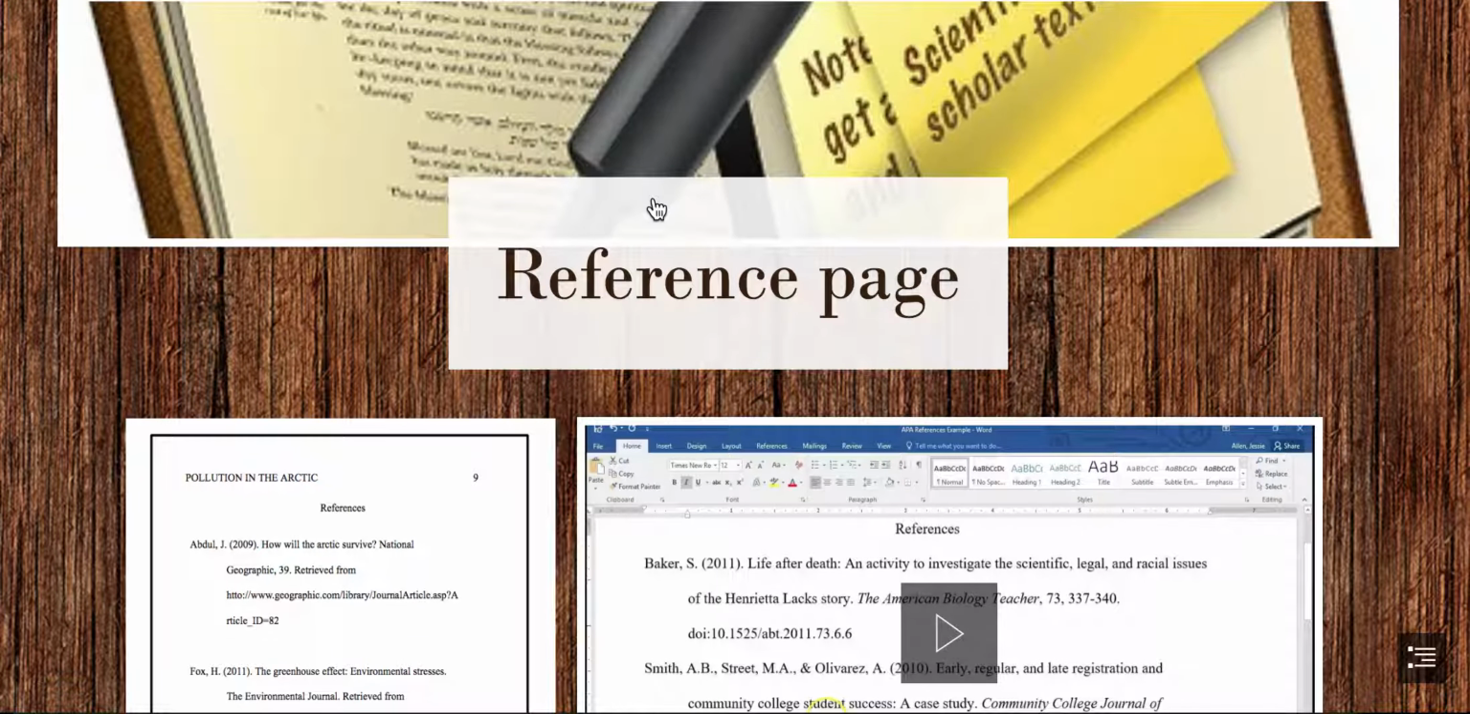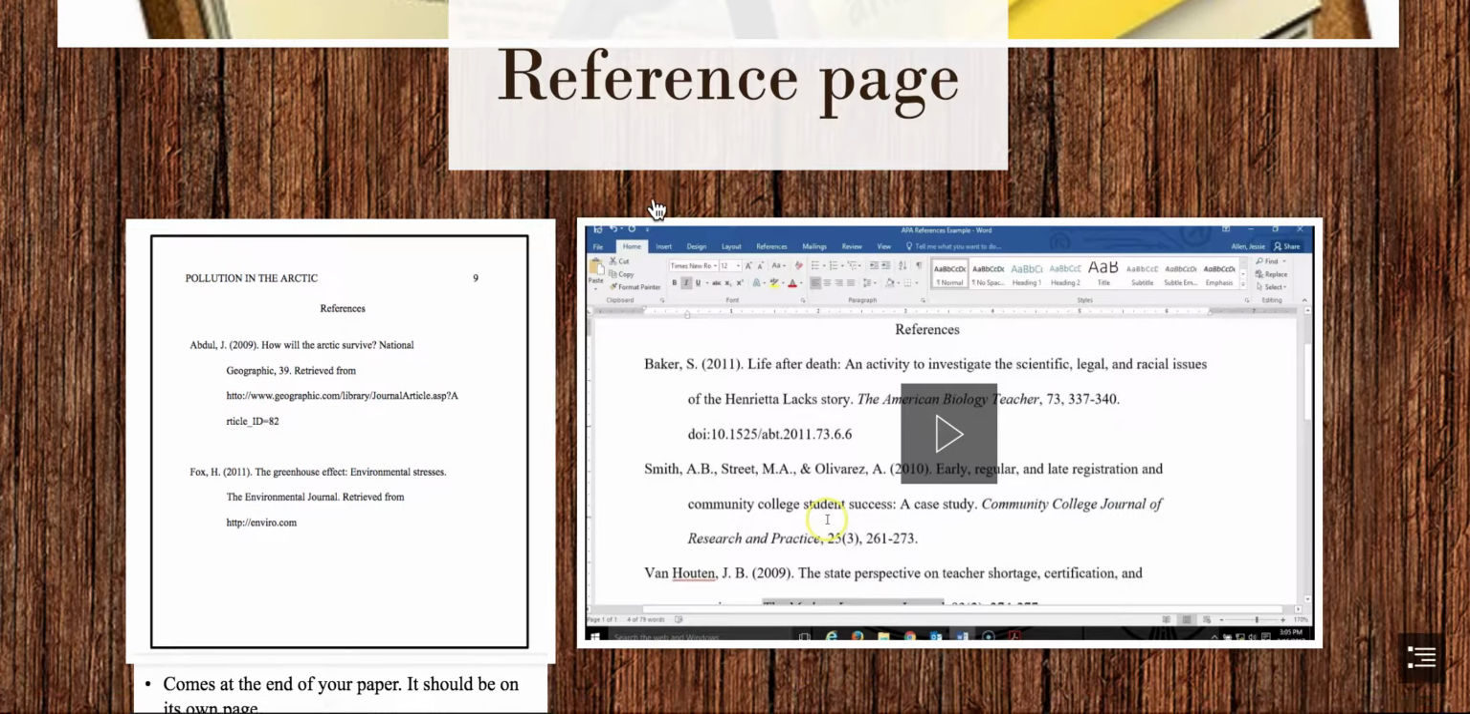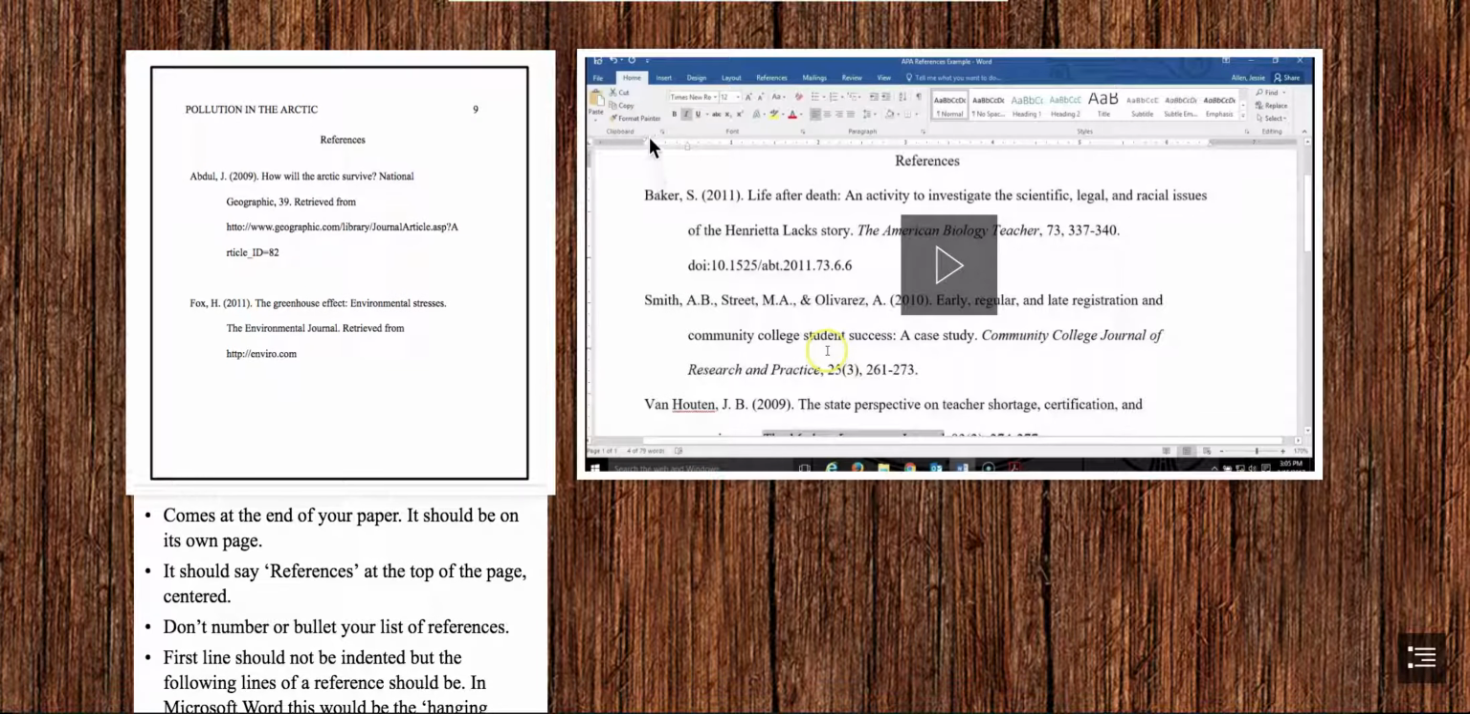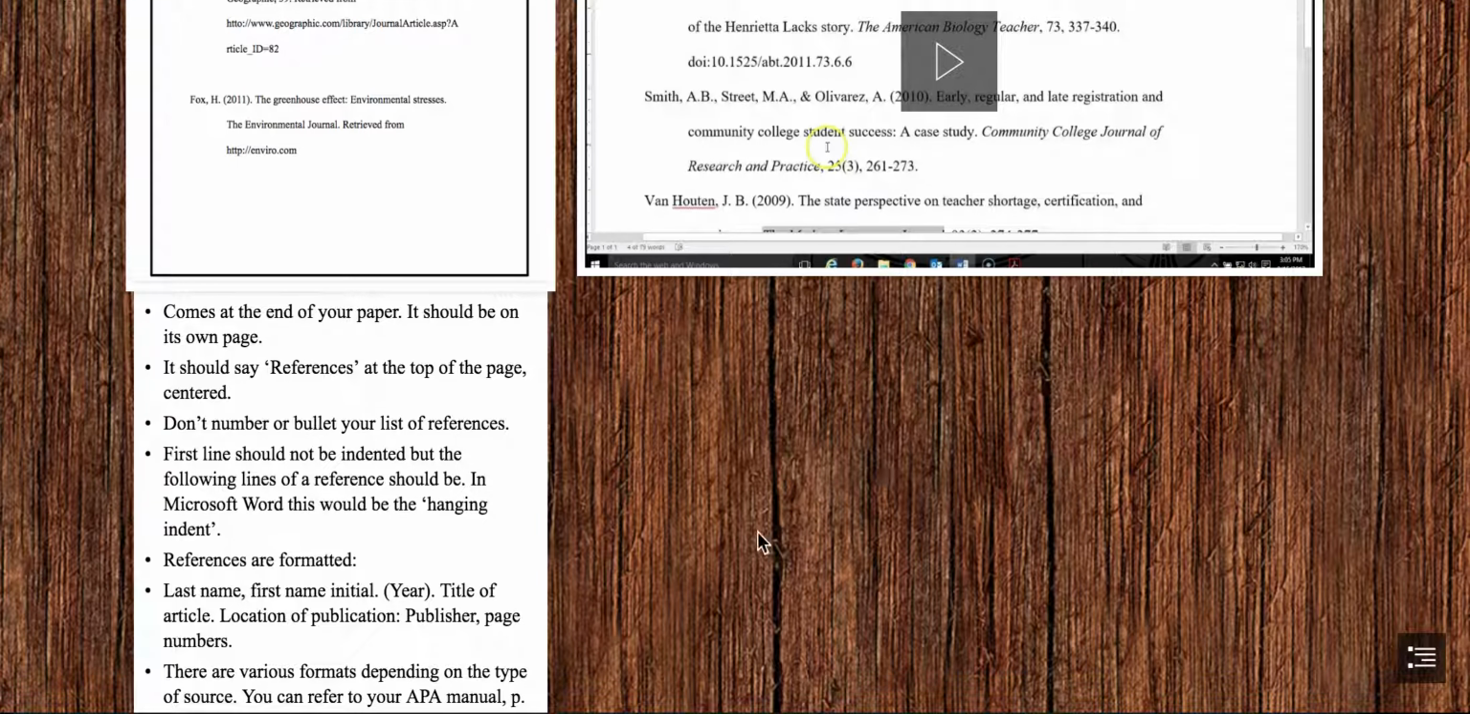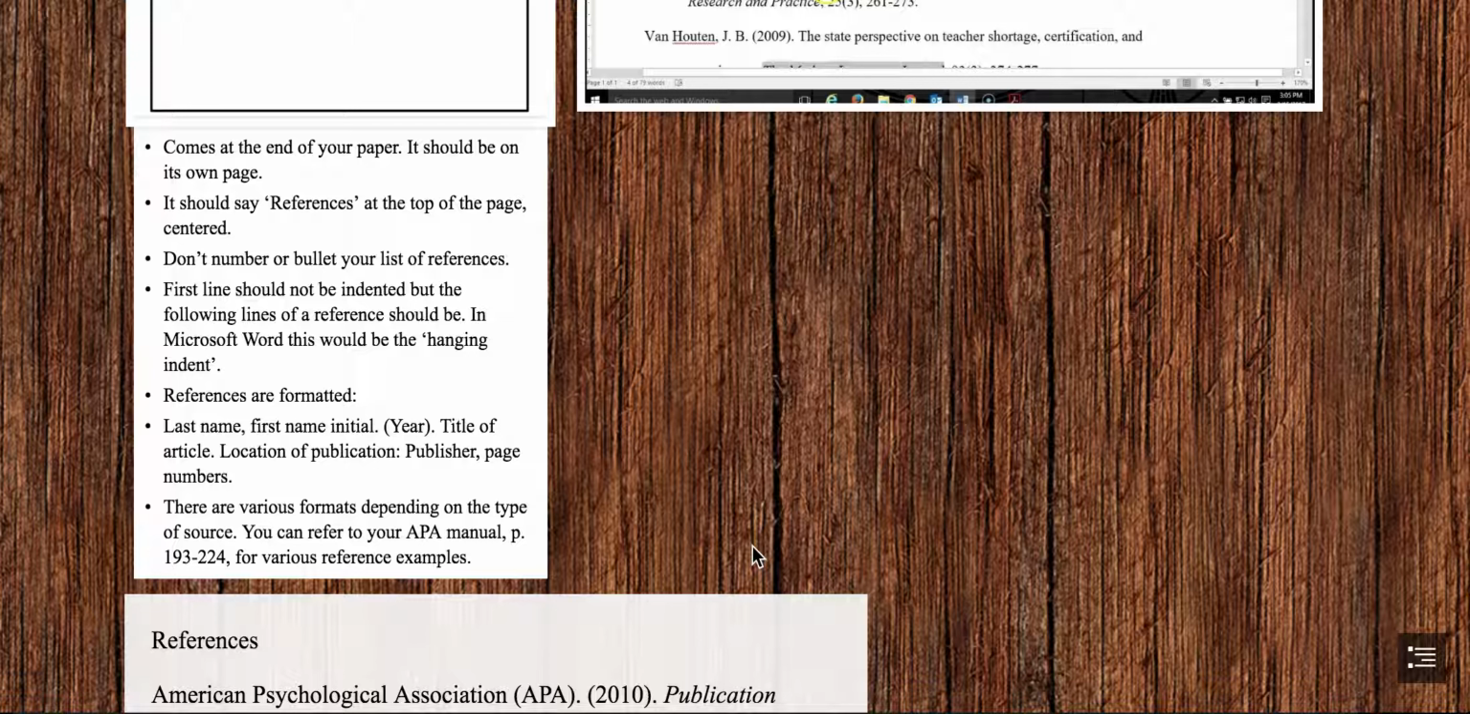Now, your in-text citations, the whole purpose of them is to direct you to the reference page. Your reference page is on its own page, and I've got an example here of a reference page, and there's a video here that you can watch about how to do a reference page. It comes at the end of your paper. It should be on its own page. It should just say references at the top of the page, centered. You don't bold it, you don't do anything special. You do not number or bullet your list of references. The first line should not be indented, but the following lines of each reference should be. In Microsoft Word, this would be called the hanging indent.